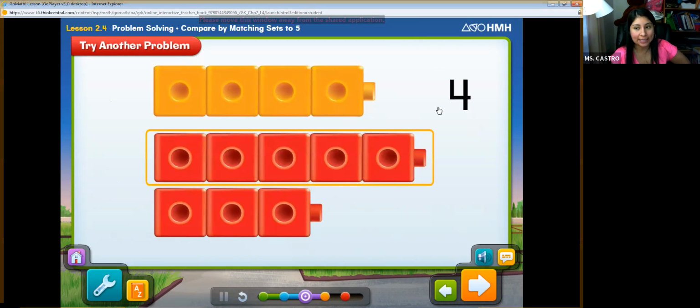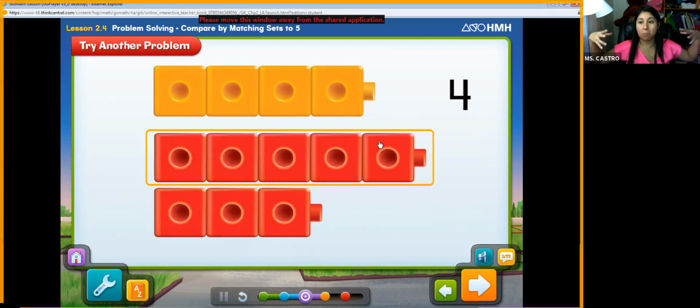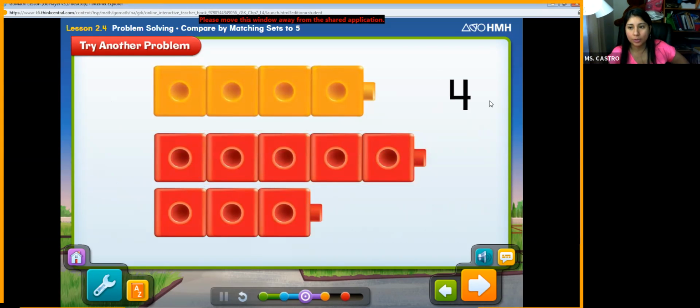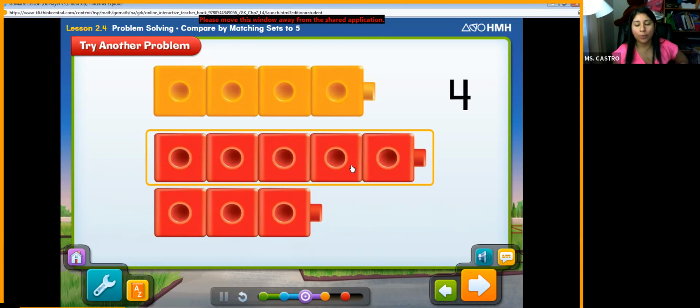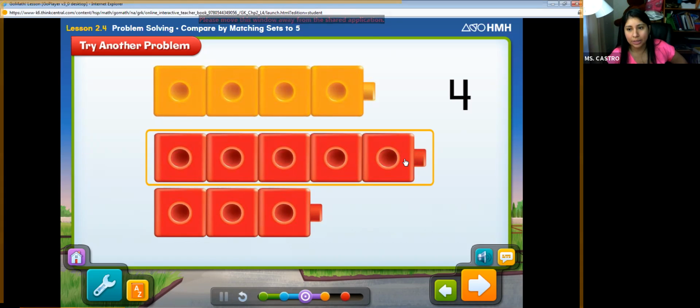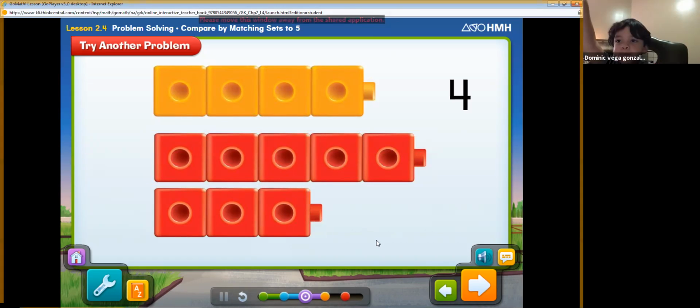So they give us 2 sets of red cubes. They give us one here that's on the top, and they give us one on the bottom. So they want us to see which one's greater. So the one that's greater is the one that has more. So if you compare, looking at the 2 sets of cubes, who can help Miss Castro? Which one am I going to touch? Which one's greater? Is it the one on top or the one on the bottom? Who can help Miss Castro out with that? I see Dominic, your hand is up. So can you help us out? Which one's greater? Which one's the bigger amount? The bottom one.